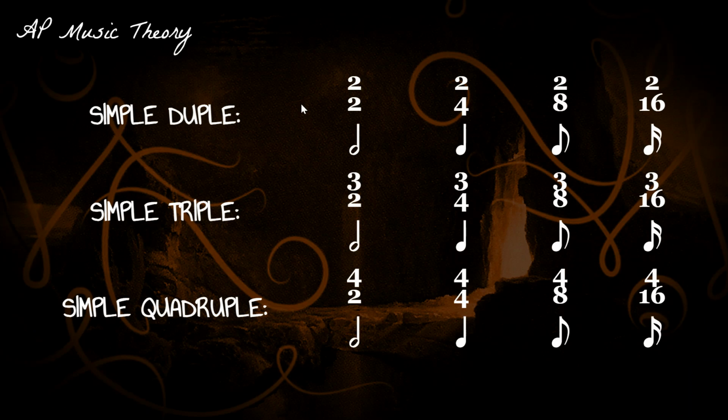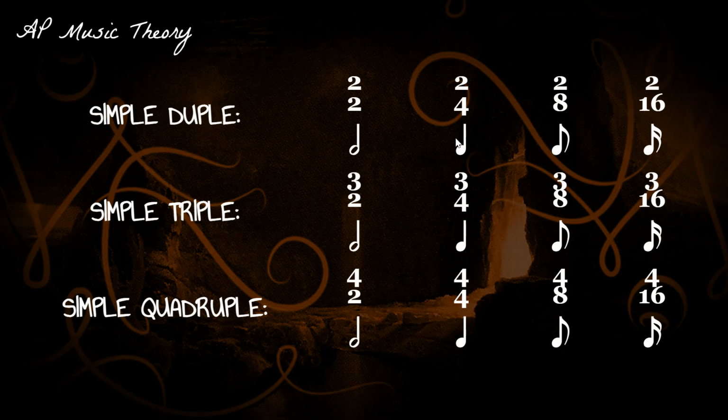A time signature of 2/16, 2/8, 2/4, or 2/2 is called simple duple. So here we have 2, and all of these are simple meters. So simple duple. A time signature of 3/16, 3/8, 3/4, or 3/2 is called simple triple. This is because this is 3, and all of these are simple.